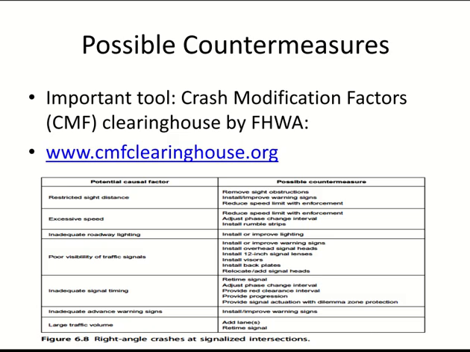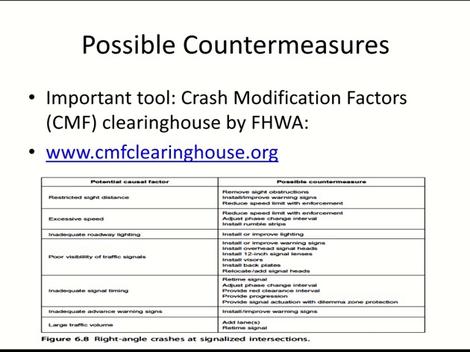So this one is a database where you can go and digitally search for a solution for your site. But you should know the type of site you have, and then you can look for the solution. You can even search for a specific type of crash. So right angle crashes on 4-leg signalized intersection. It will only give you the solution for right angle crashes on these sites. You can have a look at it.